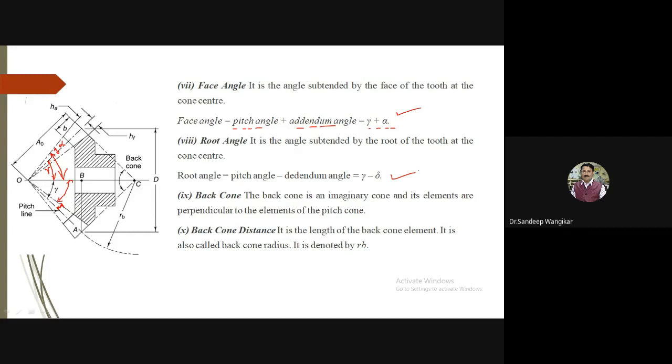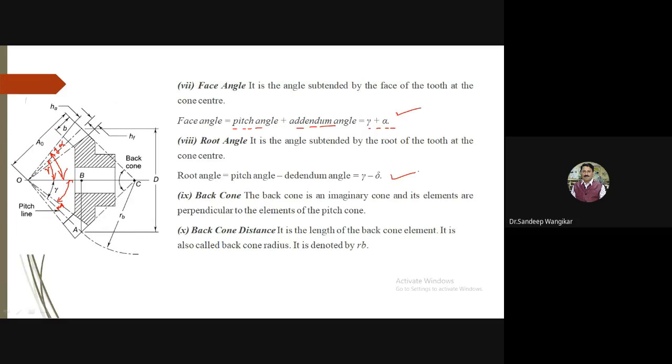I am telling you all this by taking reference of the figure. If you understand what gamma, alpha, and delta are, then you can easily draw all the conclusions: face angle is equal to pitch angle plus addendum angle, and root angle is equal to pitch angle minus dedendum angle. So you can easily draw and conclude these remarks.